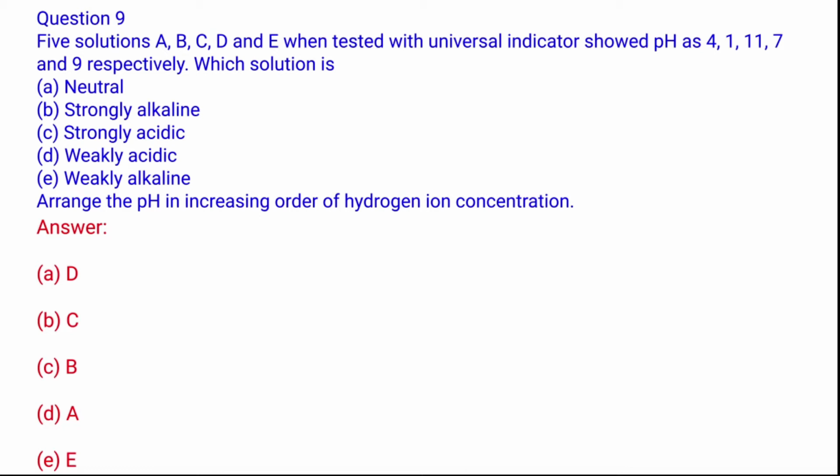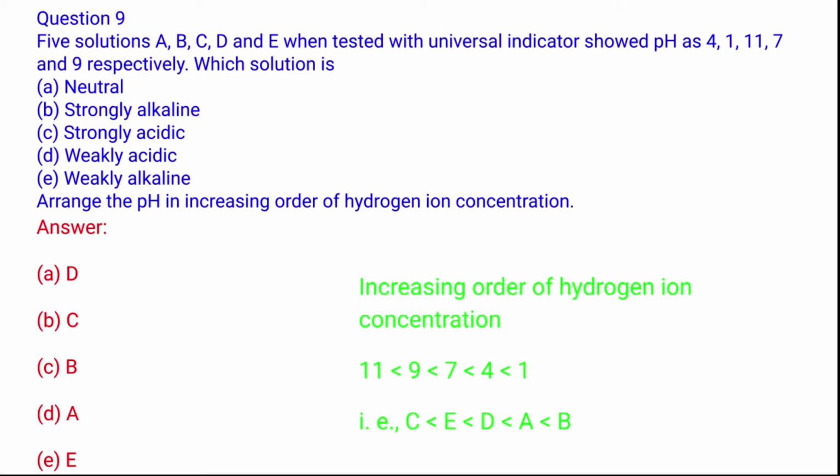9. Now if you arrange pH in increasing order of hydrogen ion concentration, we have 11 to 9, then to 7, then we have 4 and 1, that is C to E, then D to A and A to B. That means B is the highly acidic substance among all these A, B, C, D and E. Let's move on to the next question.